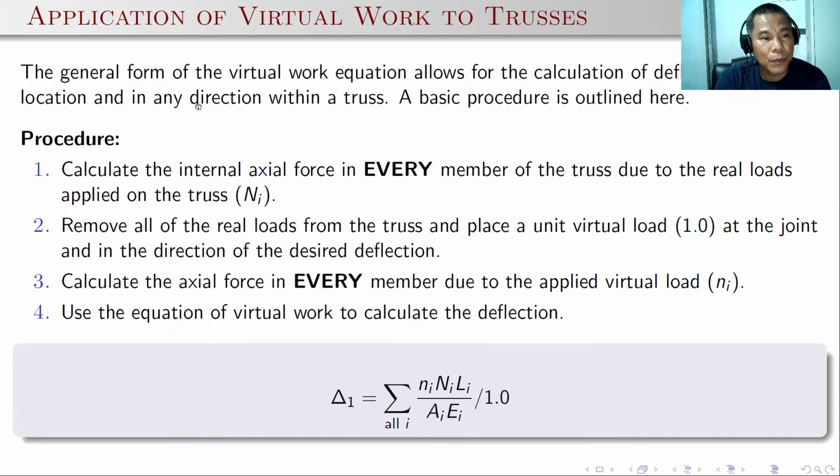Here is the procedure in using the virtual work for trusses. Procedure 1, calculate the internal axial force in every member of the truss due to the real loads applied on the truss. We call it N sub i. Remove all of the real loads from the truss and place a unit virtual load 1.0 at the joint and in the direction of the desired deflection. Take note, it should be in the direction of the desired deflection. Calculate the axial force in every member due to the applied virtual load, small n. Then use the equation of virtual work to calculate the deflection.